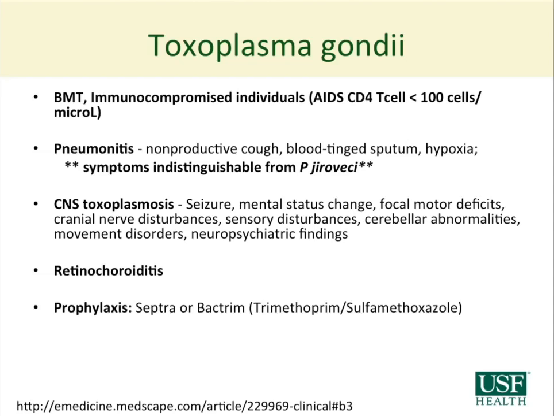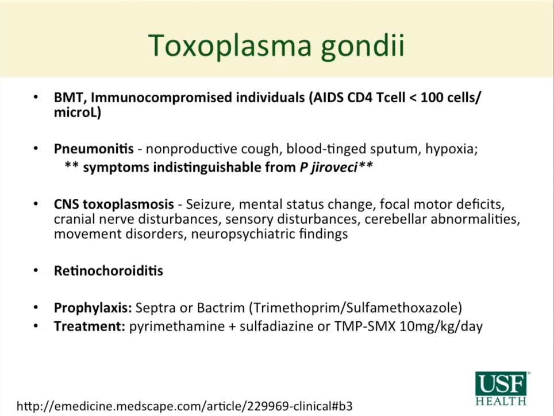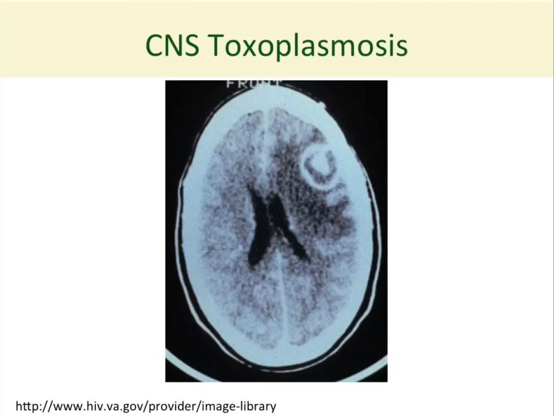There are also other types, like retinochoroiditis, and then we use Bactrim for prophylaxis, and now we use it for treatment as well, now that pyrimethamine is at a premium. This is a picture of CNS toxo. Sometimes it can be classic on MRI or CT, a ring-enhancing lesion. Biopsy, depending on your center, can be helpful, but sometimes we just try to treat empirically, see if it gets better, and go from there.